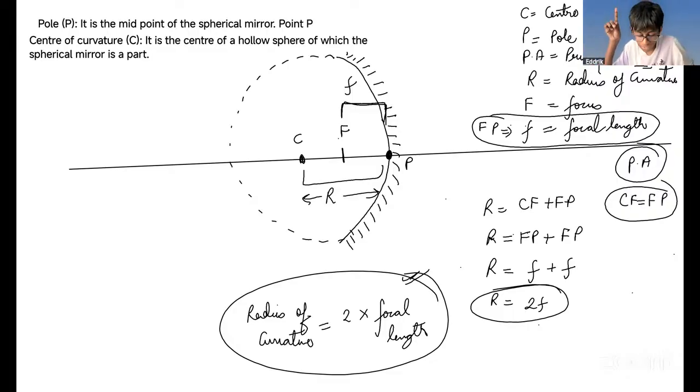Then, sir, one more thing. There is a diameter, from the top of the mirror to the bottom of the mirror. That is called the aperture. Yeah, yeah, yeah, I was about to say. Sorry, sorry. Good. Very good.